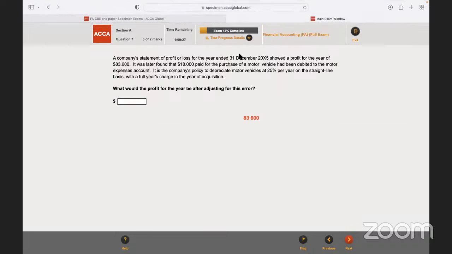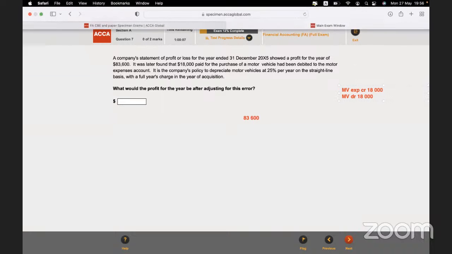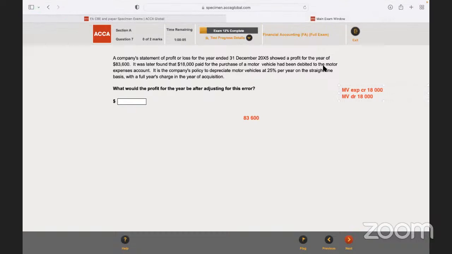So what happened, guys? If you buy a vehicle, and it has been debited to the expense account, what should happen? Motor vehicle expense account should become credit 18,000. And you bought a vehicle, so motor vehicle will become debit by 18,000. This is the answer. If you buy a vehicle, the account should become debit. Accidentally, it has been debited to expense, so the expense account should become credit. Okay, so that's your answer.